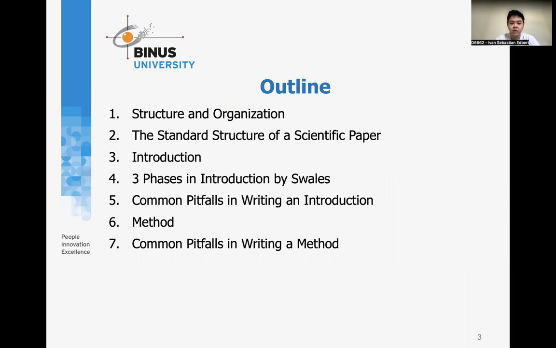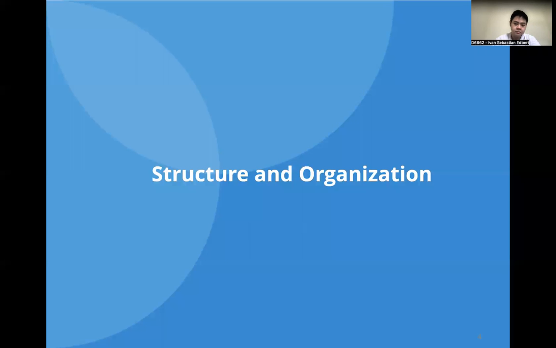We will learn about the structure and organizations, and then the standard structure of a scientific paper, and then the template of the writing, the introduction, and then the three phases of introduction by Swales, common pitfalls in writing an introduction, and then the methodology and the common pitfalls in writing a methodology.